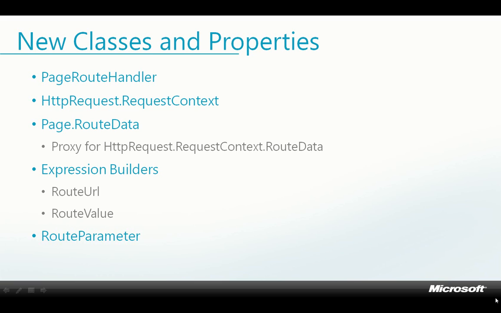There are also some new expression builders. RouteUrl creates a URL that corresponds to a route URL format in an ASP.NET server control, and RouteValue lets you get information from the route context object. And then the RouteParameter class passes data that's contained in a route context object to a query for a data source control.